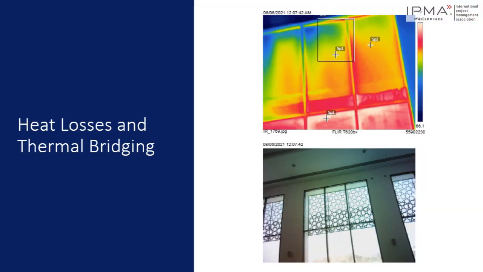Another theme in a net zero project is the measurement of heat losses and also thermal bridging. In this photo, this is an example of one of my projects wherein we conducted thermal imaging on the envelope of the building. That is to ensure that there are no air leakages, as well as thermal leakages, on the facade of the building.